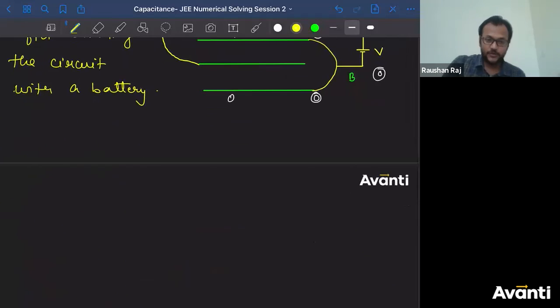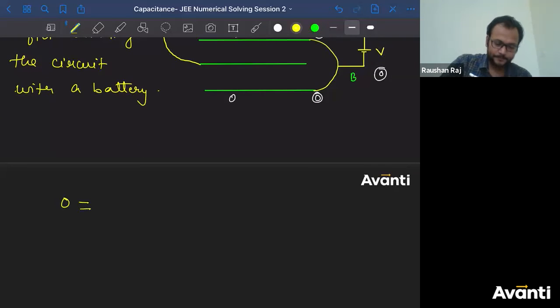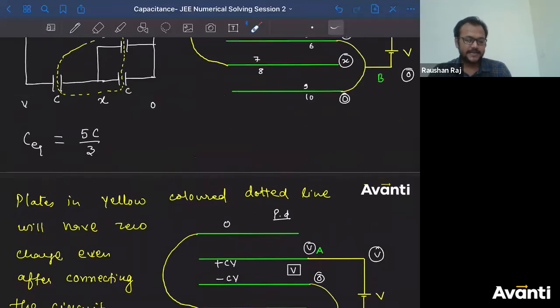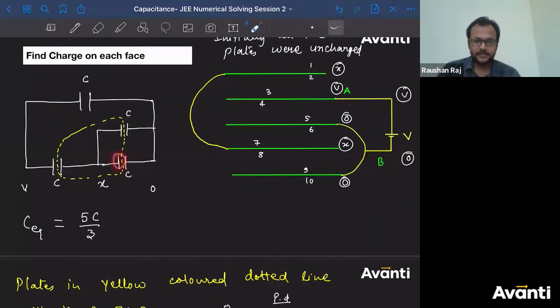They were having initially total charge 0, so 0 should be equal to what will be the charge that will come on it? इस पे कितना चार्ज आएगा? तो मैं क्या अज्यूम कर रहा हूं? I don't know what is the value of x. So what I'm going to assume is that all of them are positive charges. If you're assuming all of them are having positive charge, that means you're assuming that x is greater than v. I'm assuming x is greater than v. So this will be positive, this will be positive, this will be positive.